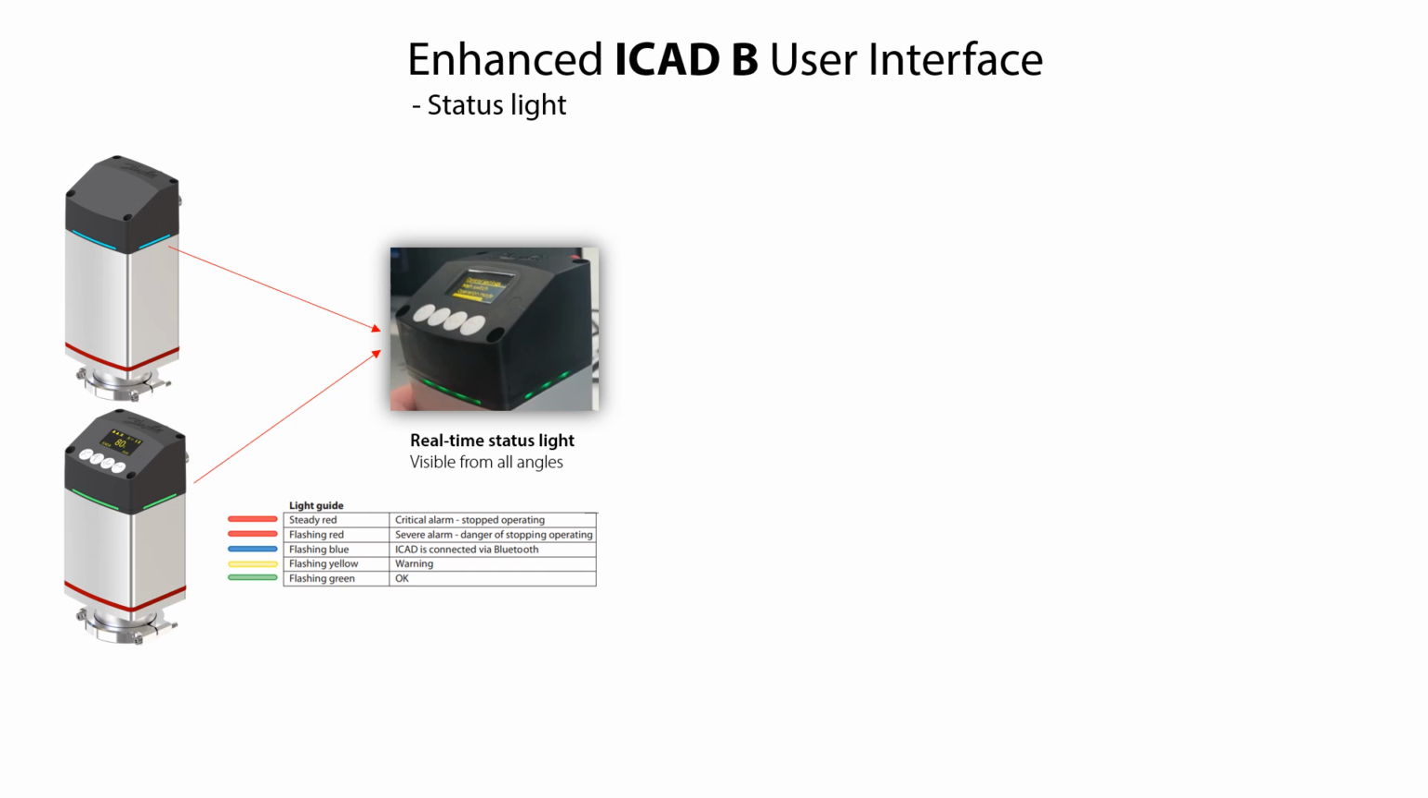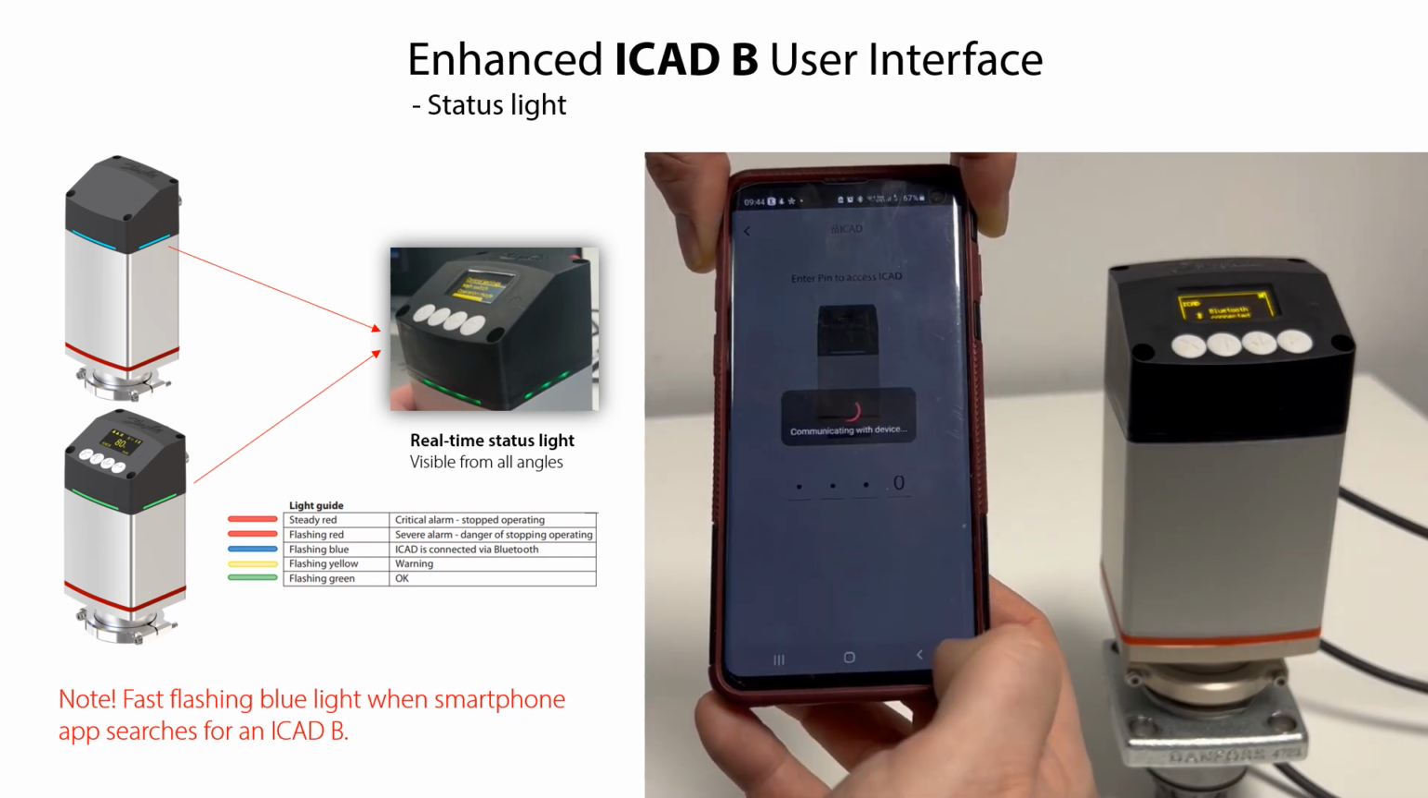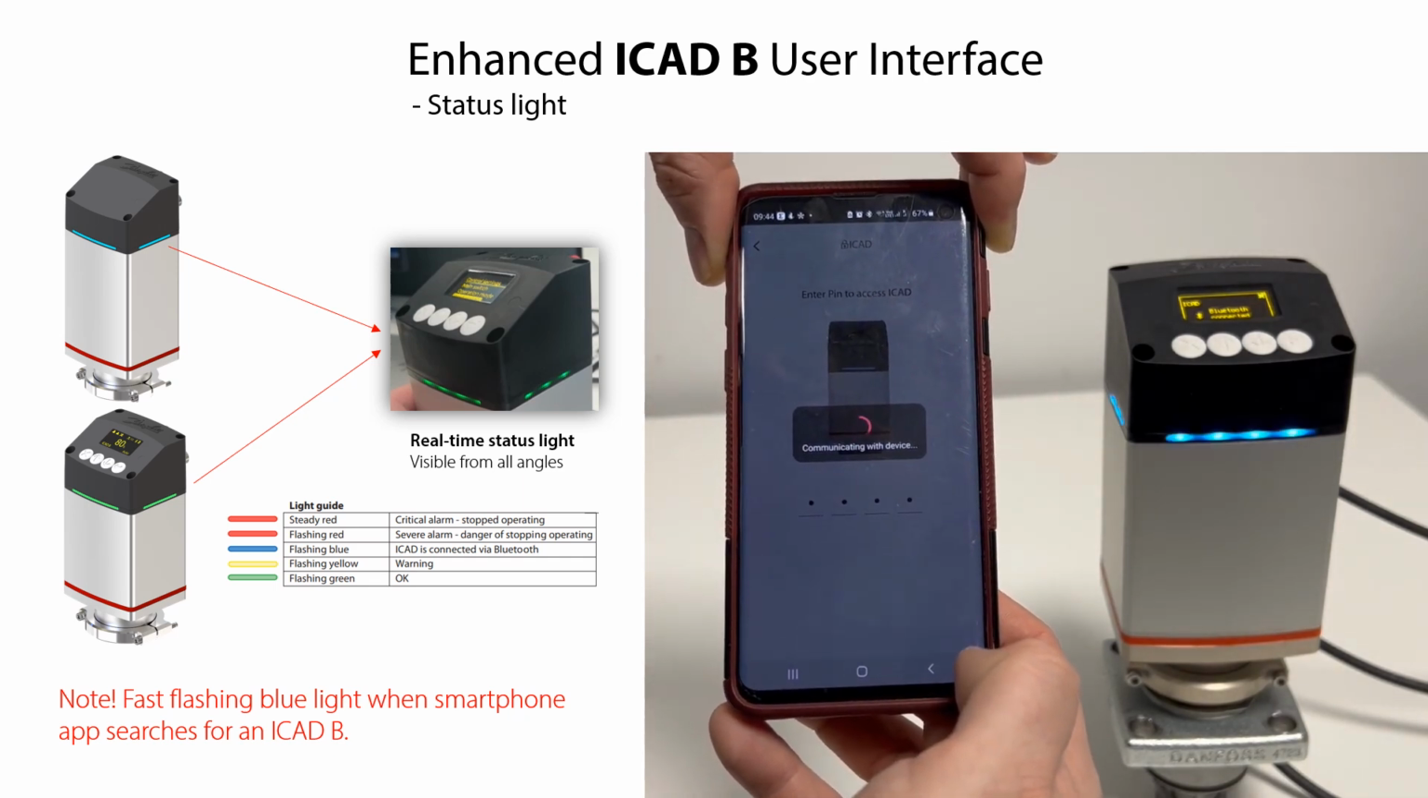operation has stopped. Flashing red color, meaning that there is a severe alarm and that there is a risk of stopping the valve operation. Flashing blue color, meaning that the ICAD B is connected to the smartphone app via Bluetooth. This flashing blue color is faster when the smartphone app is searching for an ICAD B. Flashing yellow color, meaning that there is a warning and message related to service of the valve. And flashing green color, meaning that the status of the ICAD B and the valve is okay and that there are no messages. Here you see a sequence of the ICAD B with different colored flashing lights showing different real-time status of the ICAD B and the valve.